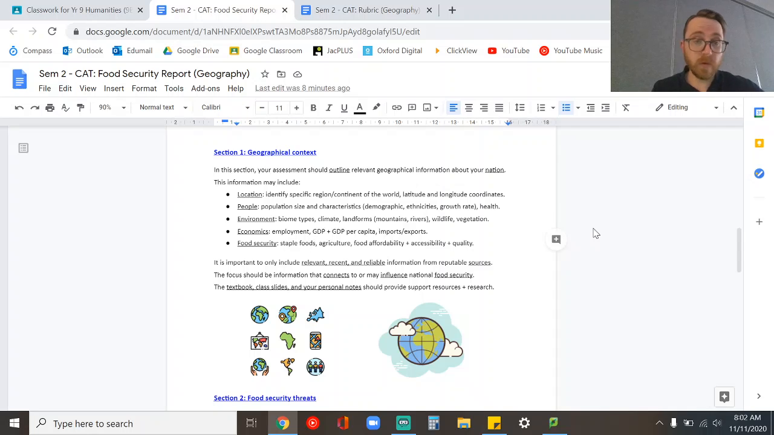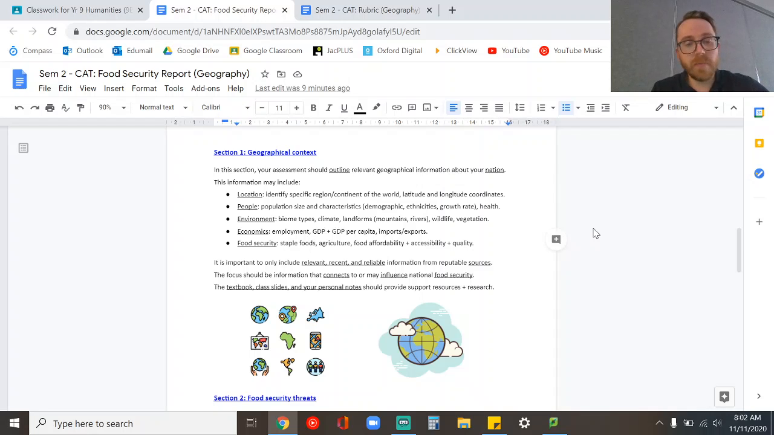And then food security, obviously. You should definitely include some information about food security. So what are the staple foods in your country? You can use the textbook, that map we have in chapter, I want to say 11, but it might be 13. Agriculture, so what is farming like in your country? Food affordability, accessibility, and quality. Those are the three factors used to assess food security.